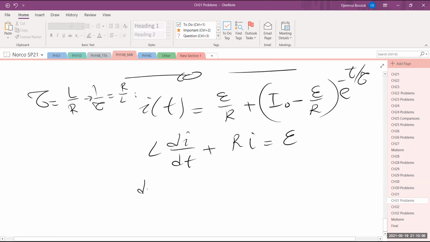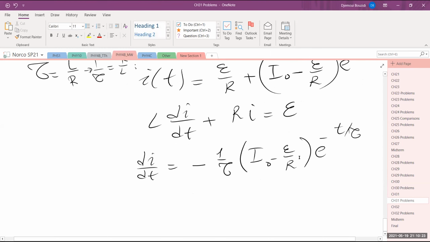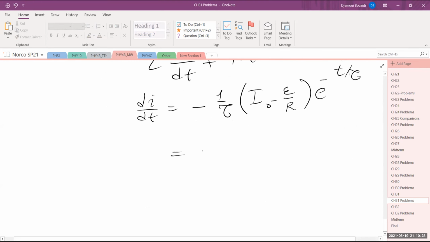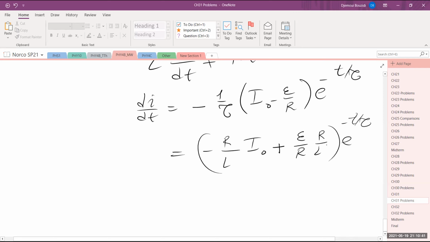Okay, so the derivative of I with respect to t: the derivative of the constant is 0, minus 1 over tau, because that's how we find the derivative of the exponential, times the exponential itself, minus t over tau. 1 over tau is actually R over L. So this becomes negative R over L times I naught, minus times minus is plus, epsilon over R times R over L. The whole thing is multiplying that exponential of negative t over tau.